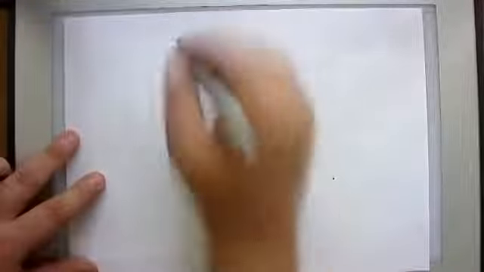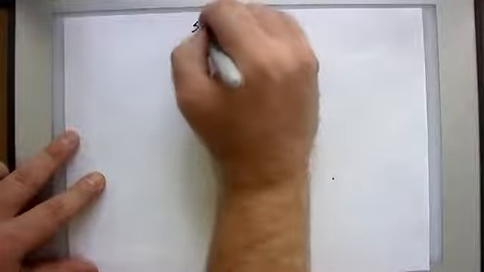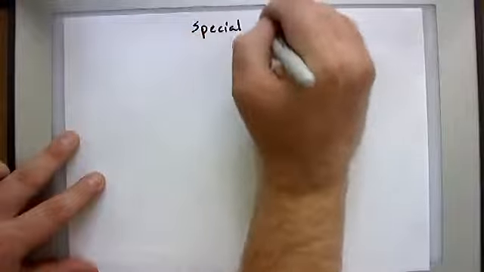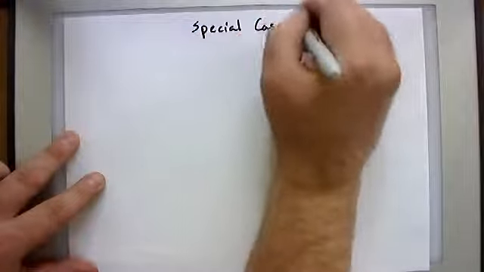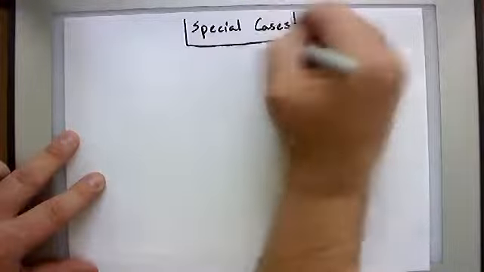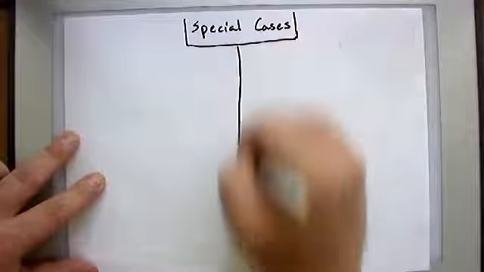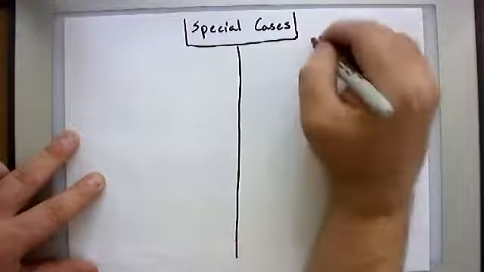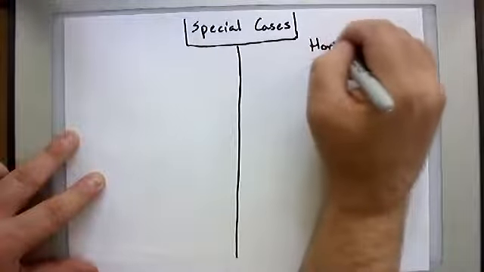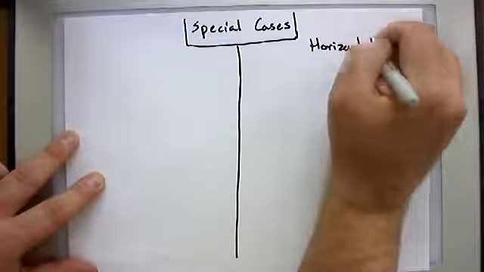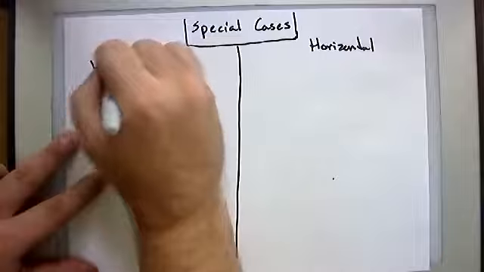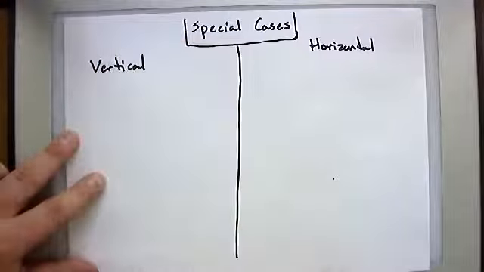So this will be the last thing we'll talk about today. There are 2 types of lines. I'm going to call these the special cases, because these are not y equals mx plus b. And what we're talking about here, I'm going to split the paper down the middle, is horizontal and vertical lines. This will be pretty quick because these are pretty straightforward. You just got to memorize a couple things.